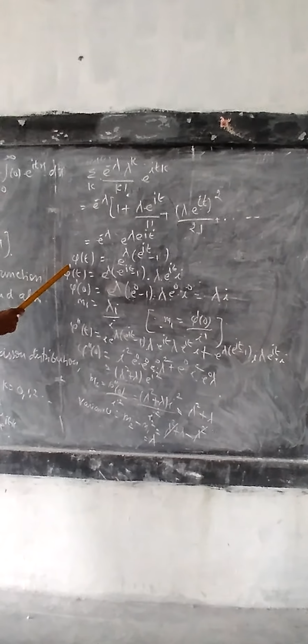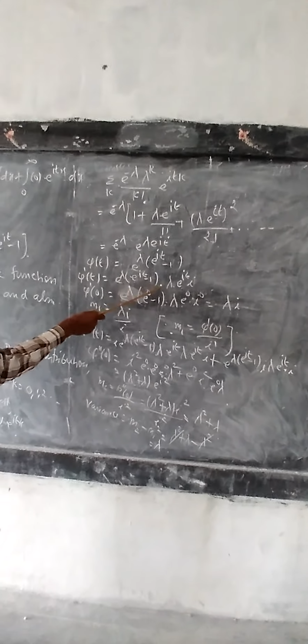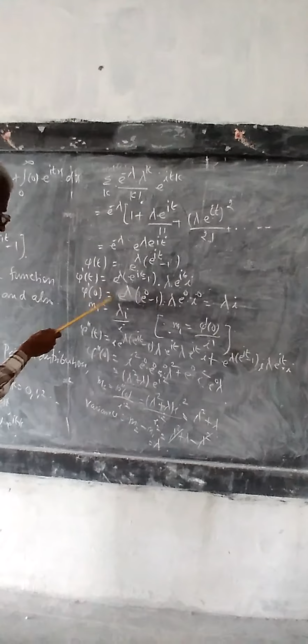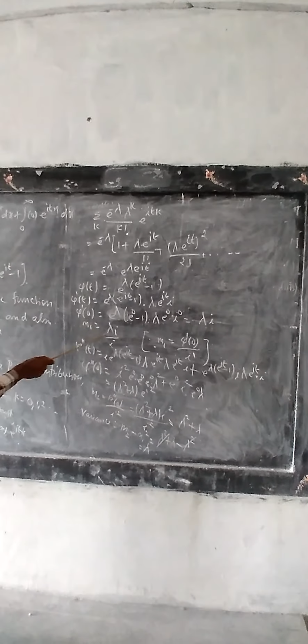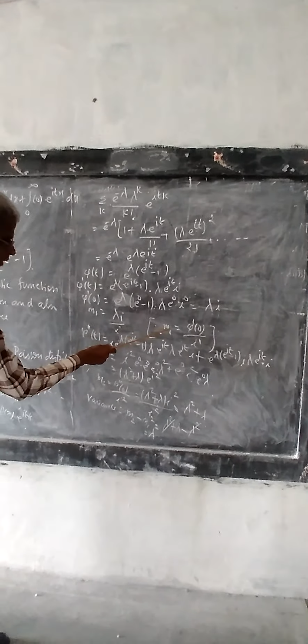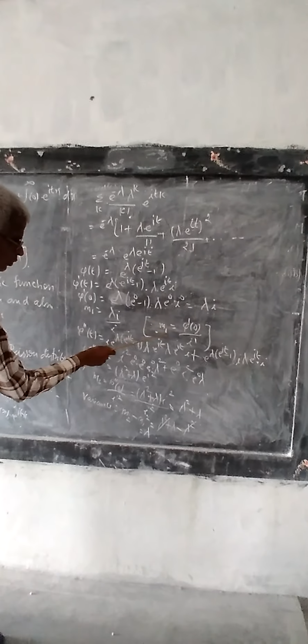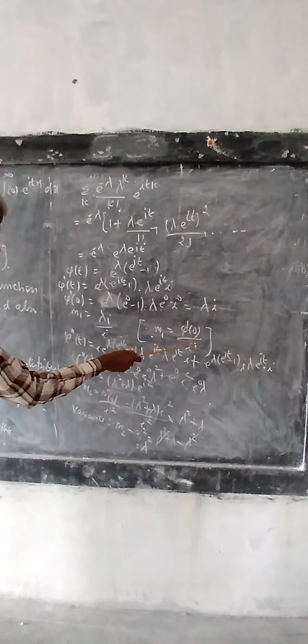One application of the characteristic function is that you first-order differentiate. You will get e to the power of lambda times e to the power of it minus 1, into lambda e to the power of it. For the first-order differentiation, you substitute t equal to 0. Then you get the raw moment m1 equal to lambda, because we already proved that m1 equals the first-order differentiation at 0 divided by i.